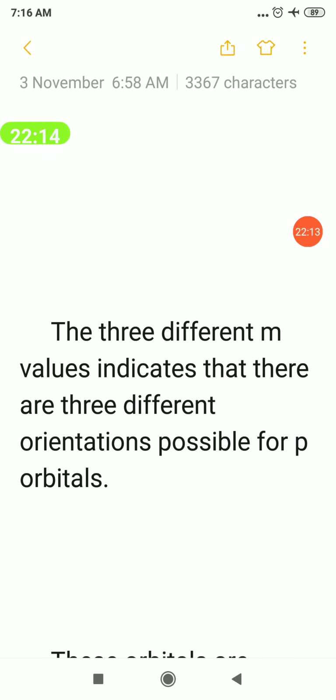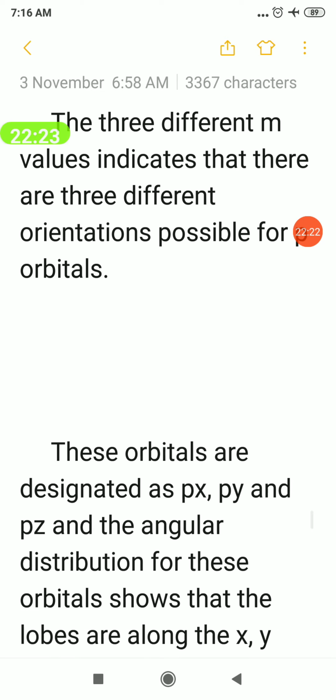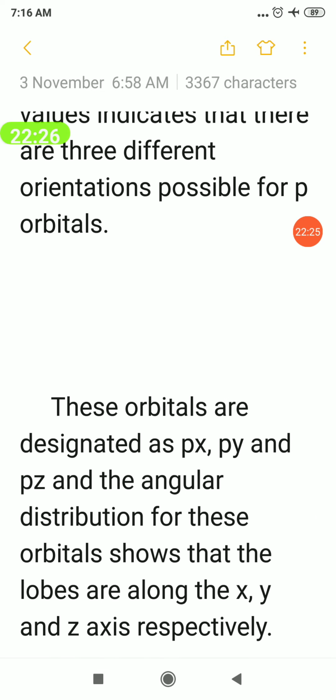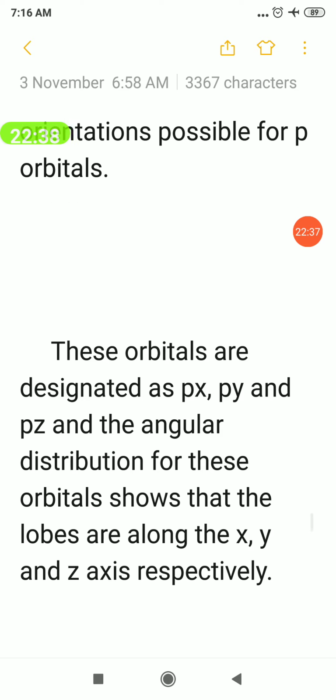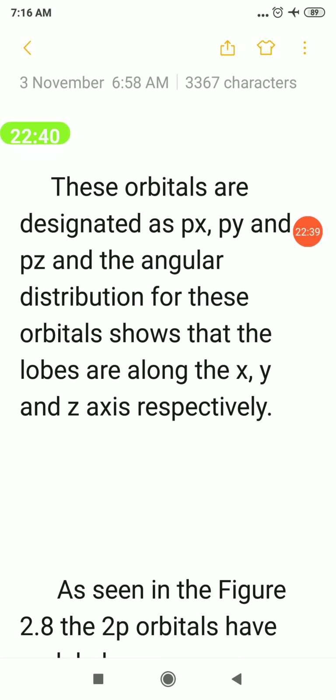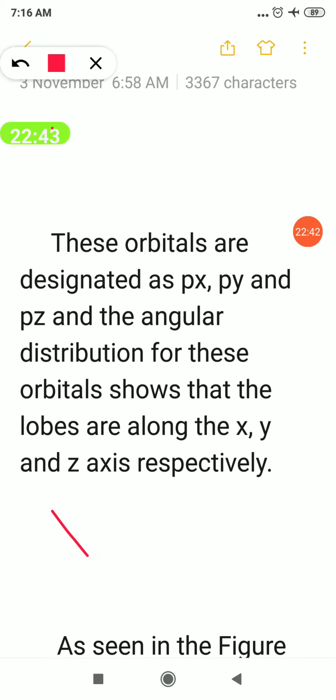Okay, the different values of M, 3 values irukudha, which means it has 3 different orientations. The P orbitals have 3 different orientations. And those 3 orientations are designated as Px, Py and Pz. So the 3 orbitals are designated as Px, Py and Pz. If we take Px பார்த்தோம் அப்படின்னா, the electrons will be present only in the Px, which means x axisல மட்டும்தான் electron இருக்கும். In y and z there will be no electron.